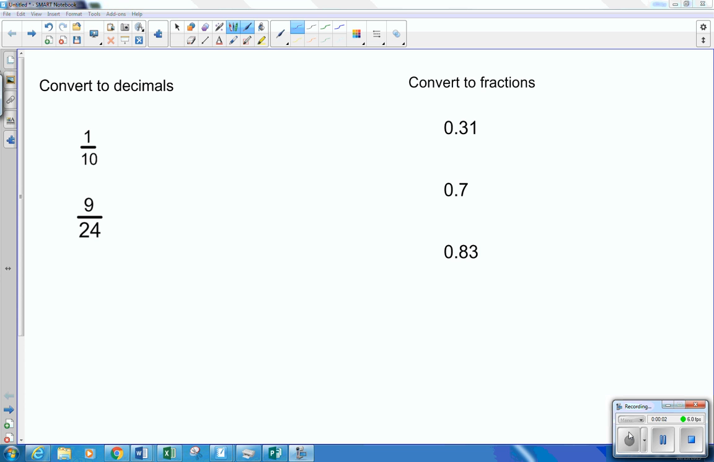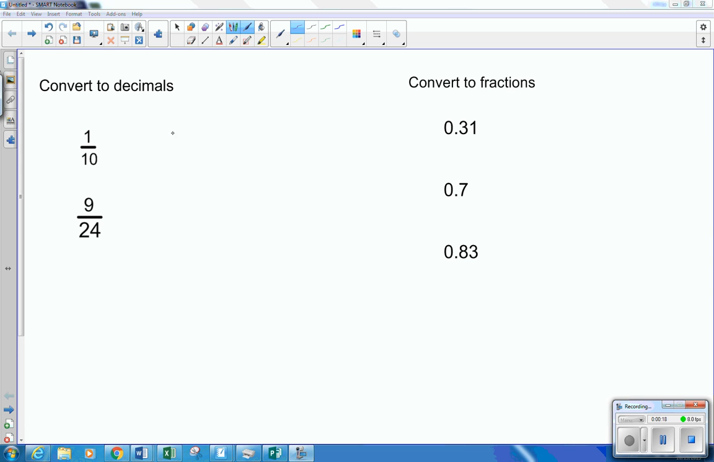Okay, we're going to do two things in this video, convert to decimals and convert to fractions, because they're a lot alike. When converting to a decimal, if you don't have a calculator, all you have to do is long division. If you do have a calculator, just type it in, for instance, on this one, 1 divided by 10 and hit enter.